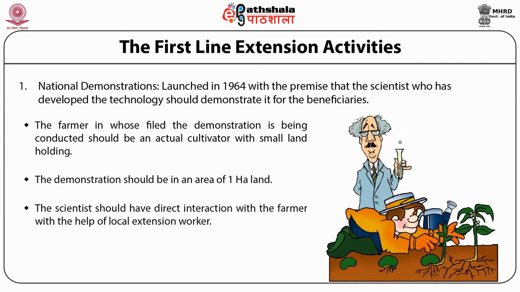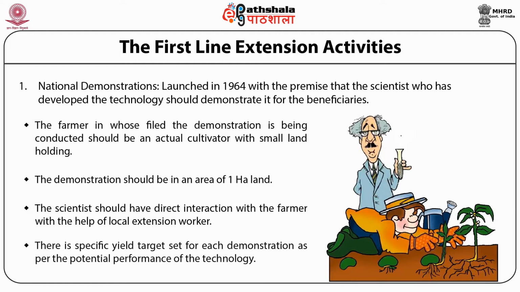The scientist should have direct interaction with the farmer where the demonstration is being conducted, with the help of a local extension worker. There is a specific yield target set for the demonstration as per the potential performance of the technology. Generally, we try to provide them yield targets, but they may or may not be achieved when the farmer uses that particular technology. Hence, under national demonstrations, we declare that this particular technology is going to yield this particular result, and we will demonstrate that for the benefit of farmers.